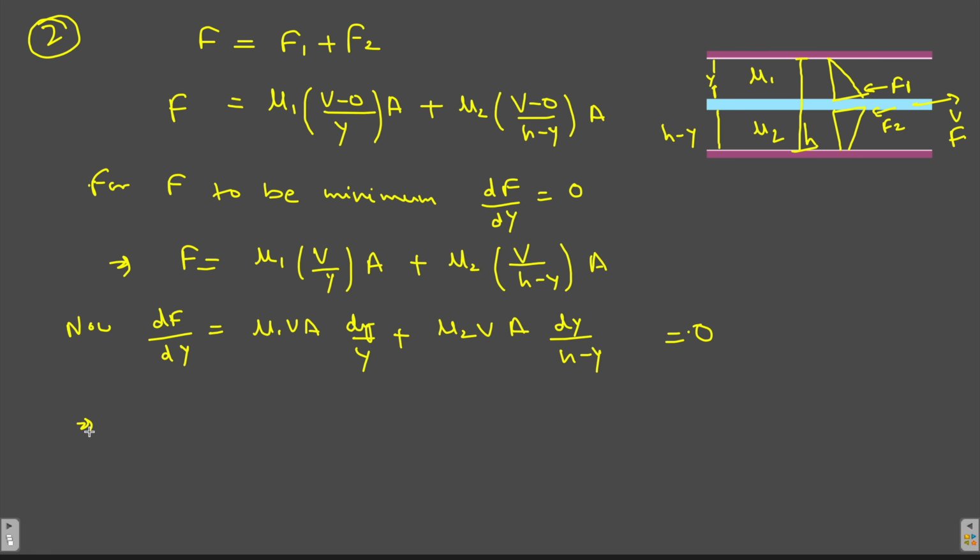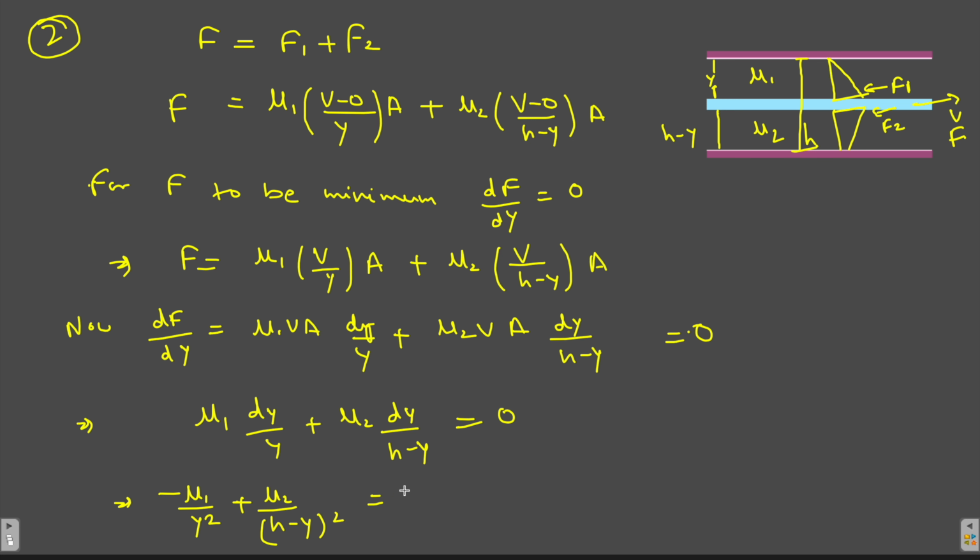This implies, v and A we'll take out common. So it will be mu1 into d by dy of 1 by y plus mu2 d by dy of 1 by h minus y, and that will be equal to 0. Now if you differentiate it, you will get mu1 times minus 1 by y square, and then plus mu2 by h minus y whole square, and this will come out to be 0.